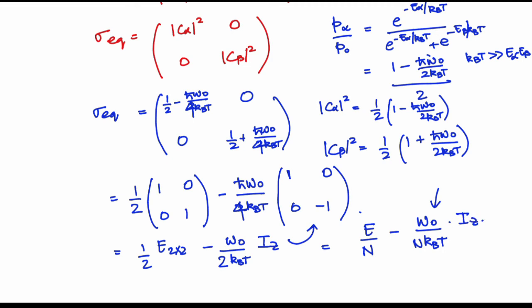This is exactly how we had defined the equilibrium density matrix, where E is the identity operator, N is the total number of states, minus the Hamiltonian that is there in the equilibrium state. So if we might recollect, the Hamiltonian at equilibrium for this case is going to be ω₀ times Iz. So I hope this helps you understand.